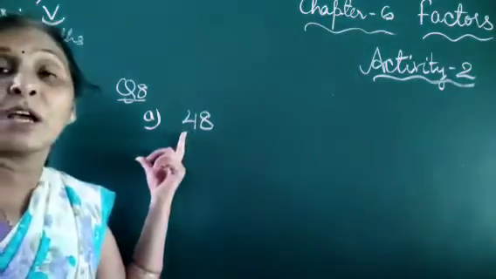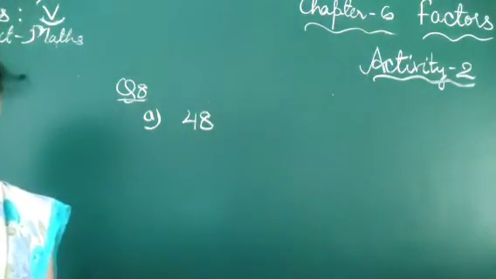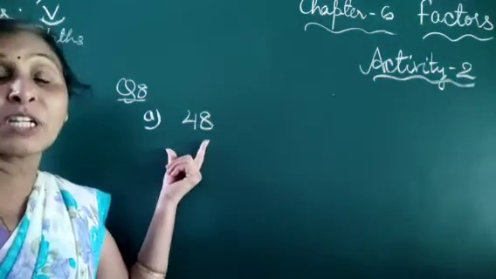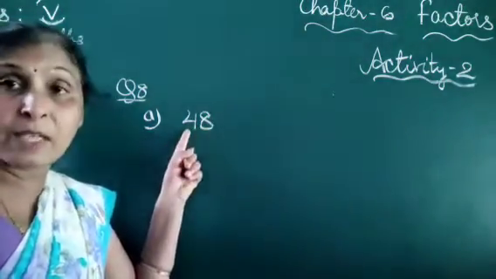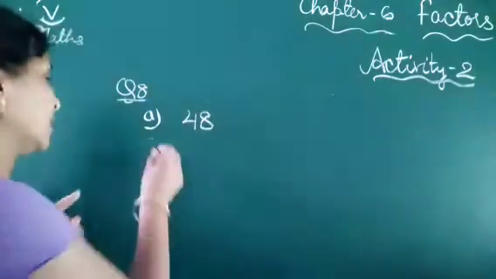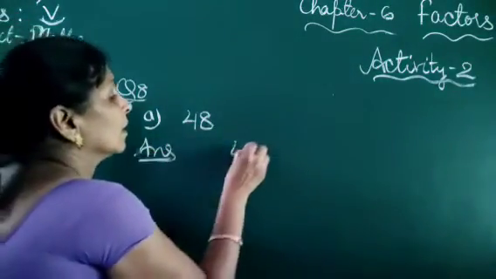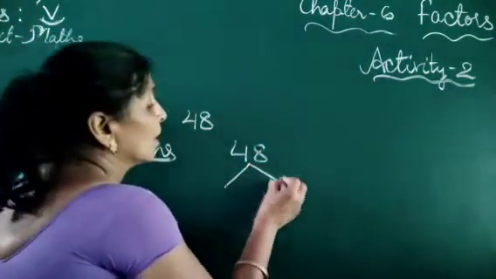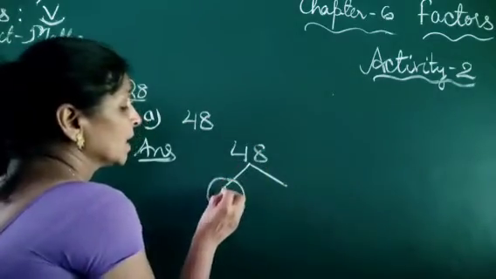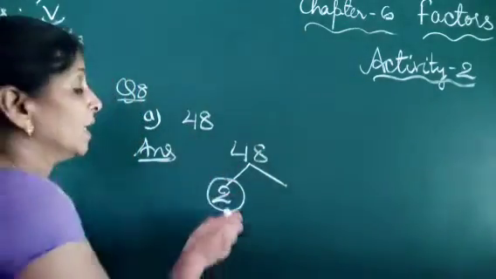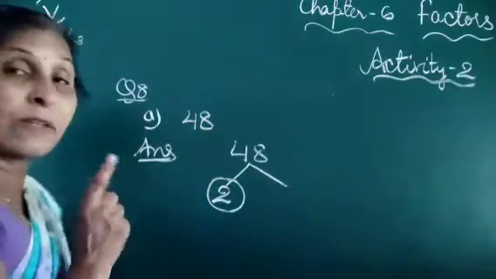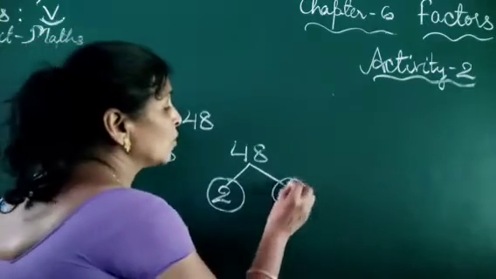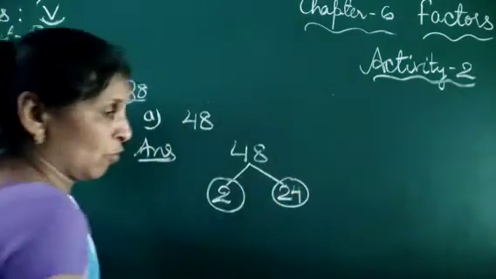Question number 8. Find the prime factorization by factor tree method. We will find out the prime factorization of this number by factor tree method. Now first we write this number 48. Now 48 is divided by 2. The smallest prime number we can take first. So 48 is divided by 2, then it comes 24.